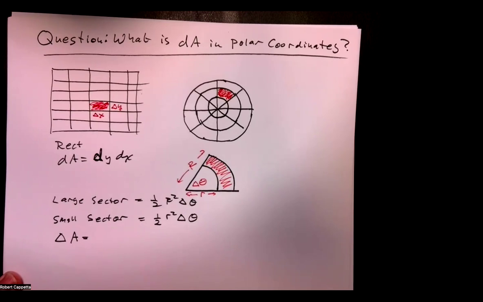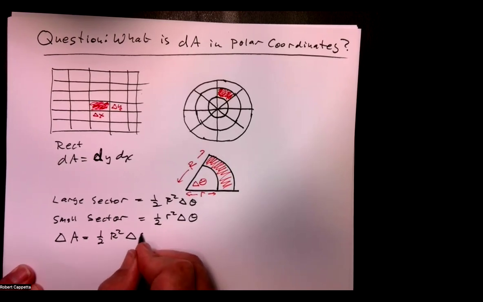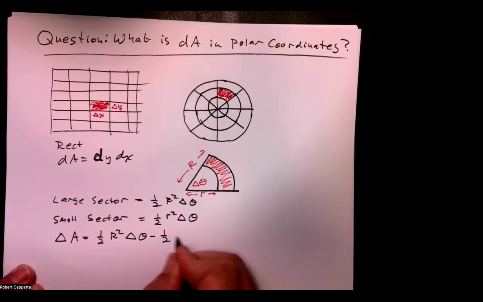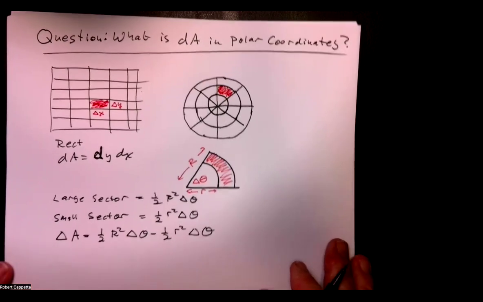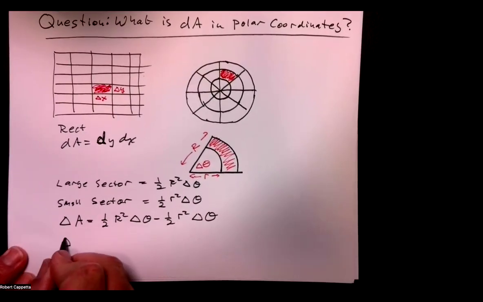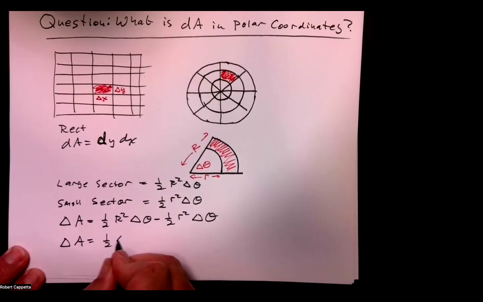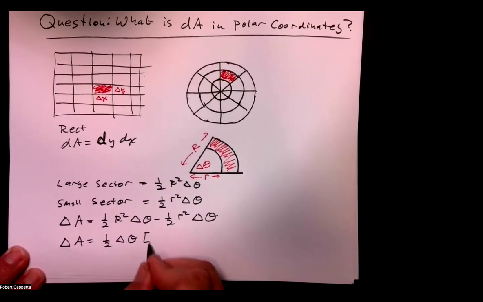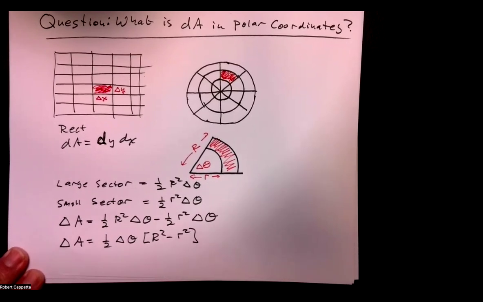is the difference of the area of the large sector minus the area of the small sector. So that'll give me 1/2 big R squared, change in theta, minus 1/2 little r squared, change in theta. Doing some algebra here then, what is my change in area? Factoring out the 1/2 times the change in theta, then I get big R squared minus little r squared.